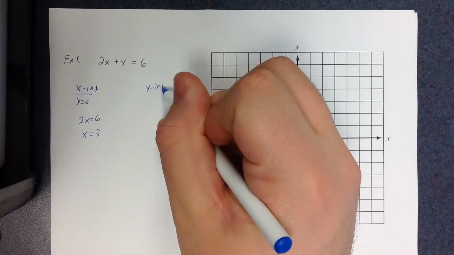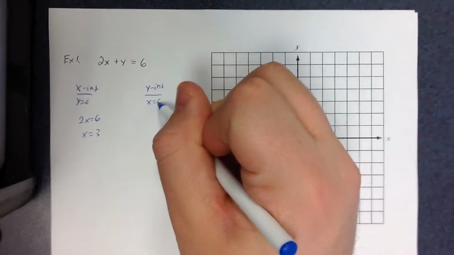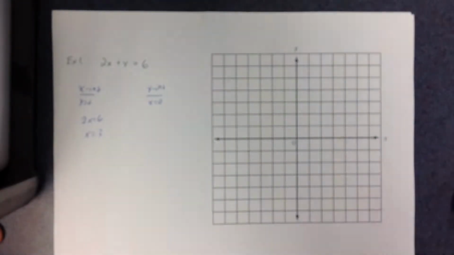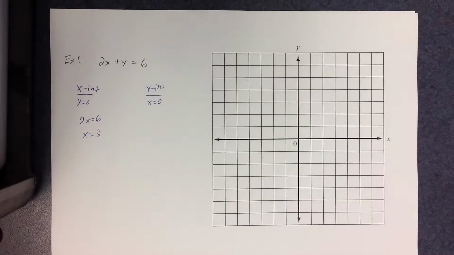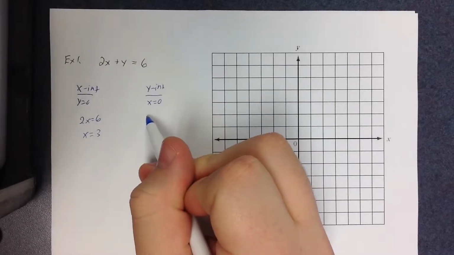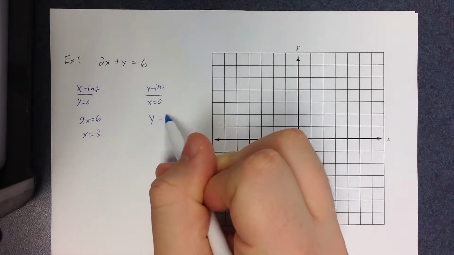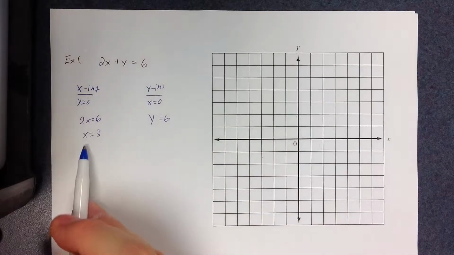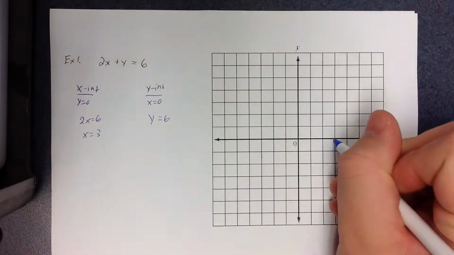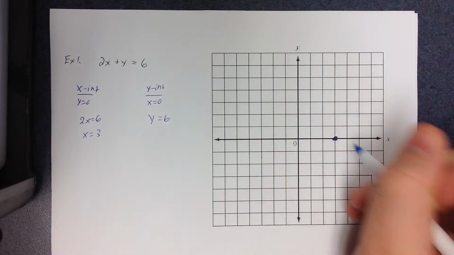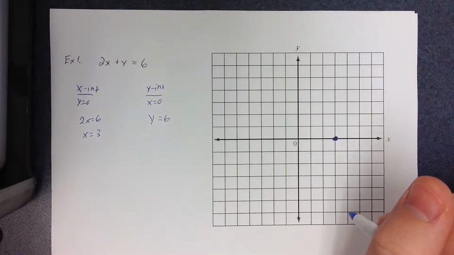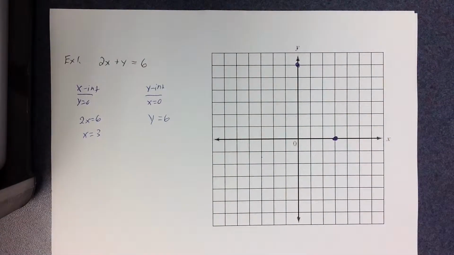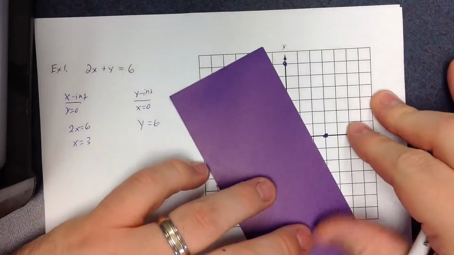The y-intercept, if I put in 0 for x, then 2 times 0 is 0, and I'd be left with y equals 6. In this case, I don't have anything to divide by. So the x-intercept is 3, so I go on the x-axis to 3. The y-intercept is 6, so I go to 6 on the y-axis, and then I draw my line.